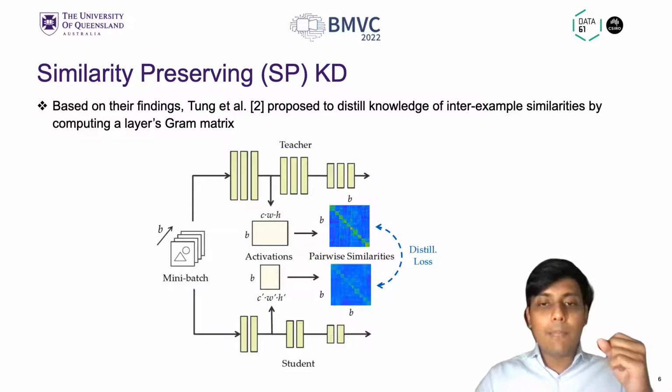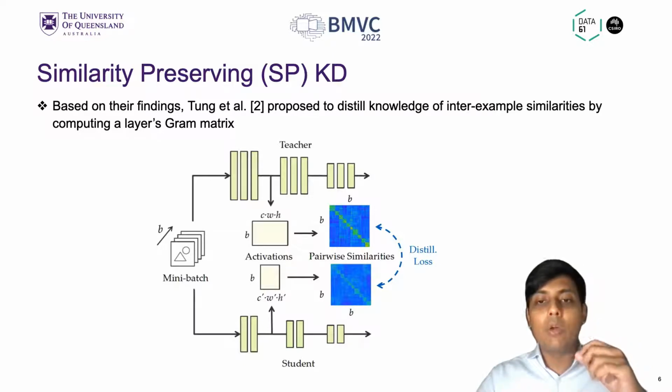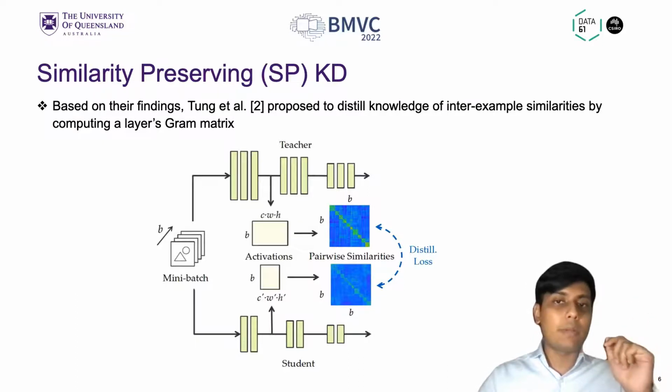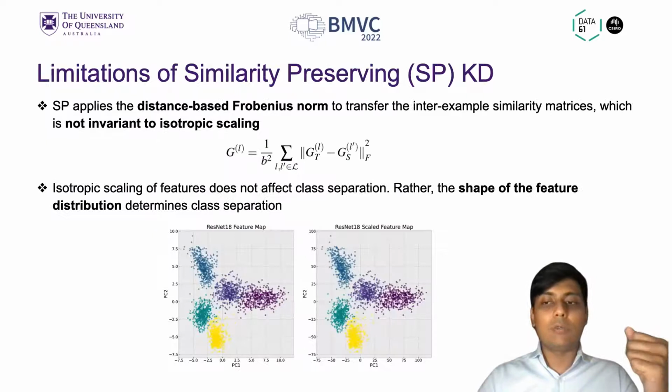So the main benefit here, as you can see, is that the student and the teacher both produce a B by B matrix, which means there's no real concern for having to have the same feature map dimensions, because the Gram matrix will always be of the same dimensions, and so it's much easier to distill without any expensive workarounds.